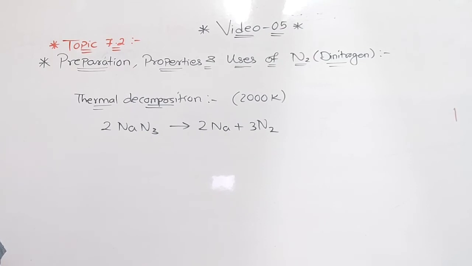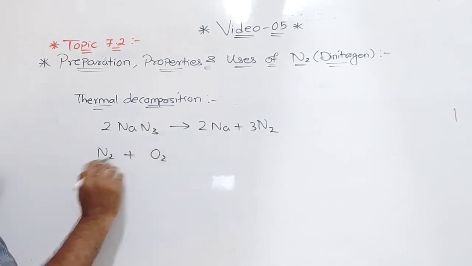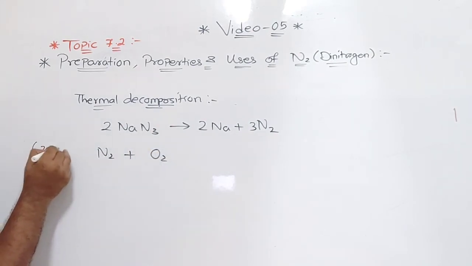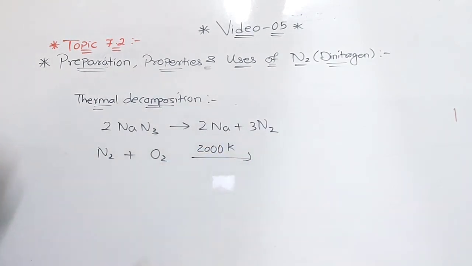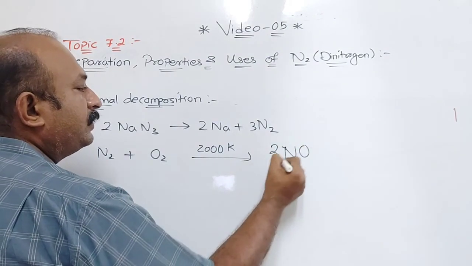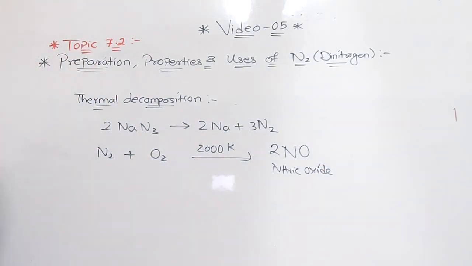Another question, it is also given in your textbook. That is, dinitrogen combines with dioxygen. Not this one. Dinitrogen combines with dioxygen only at very high temperature, at about 2000 Kelvin, to form nitric oxide. How much Kelvin? 2000 Kelvin. To form which oxide? Nitric oxide. Clear? Now this is the part given in your textbook.